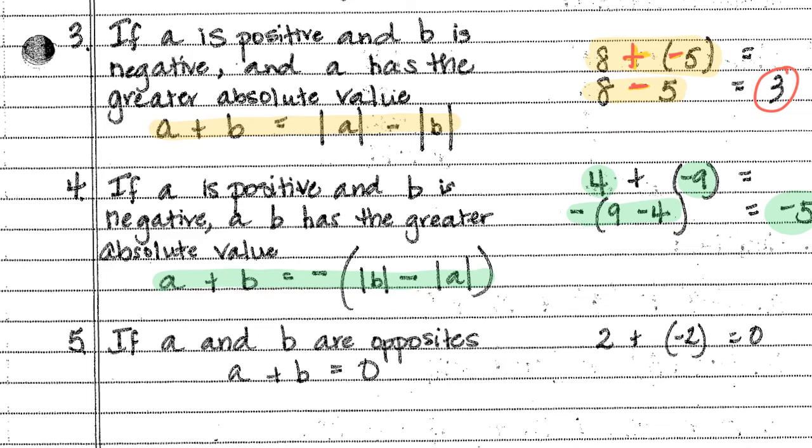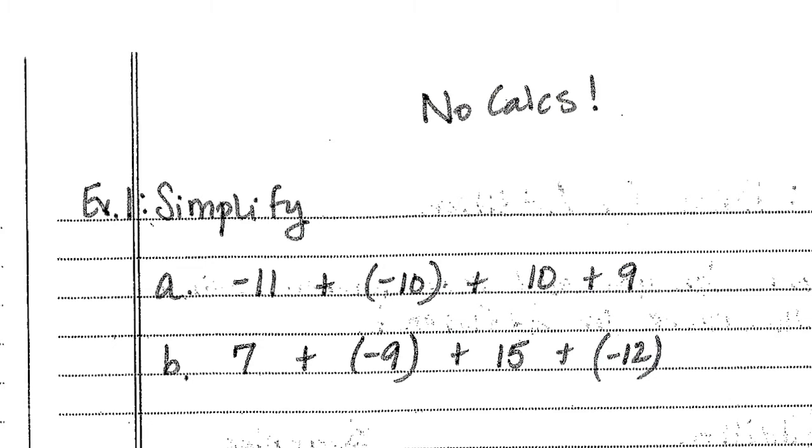All right, and if A and B are opposites, then when I add them together, the answer is 0. So A plus B, meant to put a highlighter on, A plus B is 0. 2 and negative 2 is 0. So obviously you will not be given calculators in this section, but we're going to work on this together.